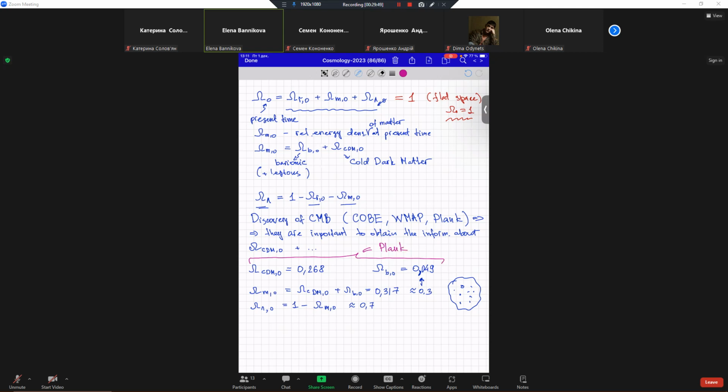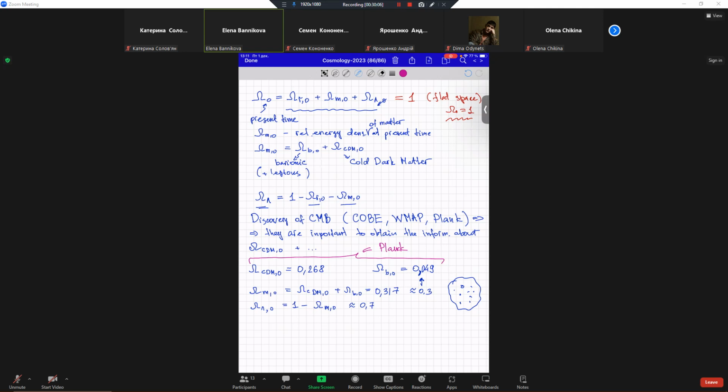There are two releases, in 2013 and 2015. The last one is 2015, but it doesn't change a lot.